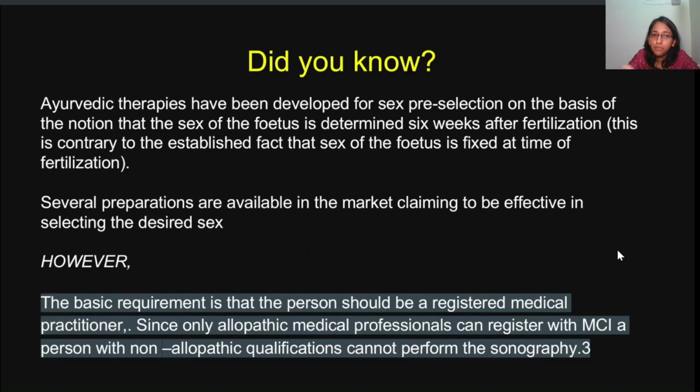Did you know, this is an interesting fact, that Ayurvedic therapies have been developed for sex pre-selection on the basis of the notion that the sex of the fetus is determined 6 weeks after fertilization. This is contrary to the established fact that the sex of the fetus is fixed at the time of fertilization. Some Ayurvedic practitioners counsel that till 6 weeks after fertilization, sex is not determined. So till 6 weeks you take this medication and the baby might be born male or might be born female.